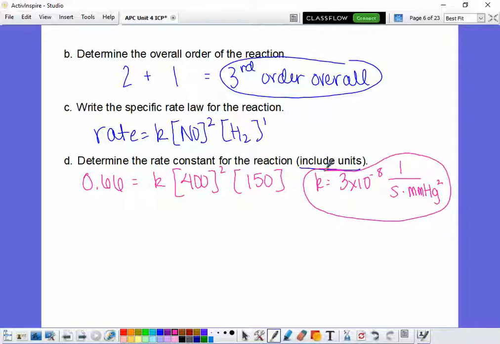The square only applies to the millimeters of mercury. So if you want to put that in parentheses, that's fine, though it's understood that it only applies to millimeters of mercury, that you're not squaring the whole bottom. Time will always be to the 1 on the bottom.